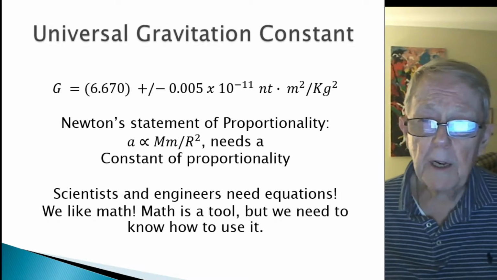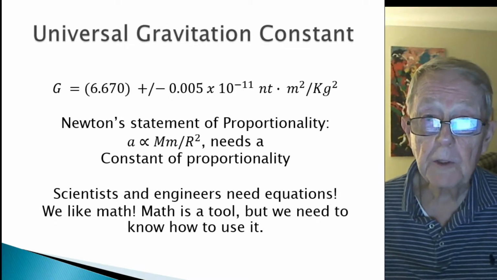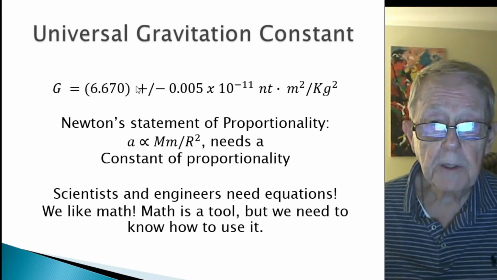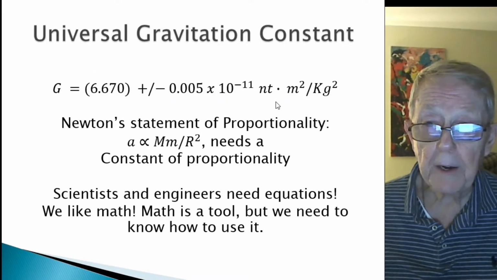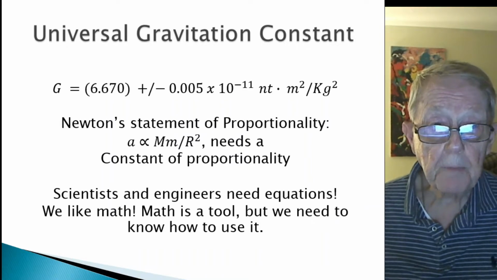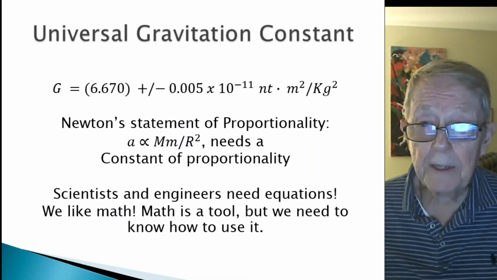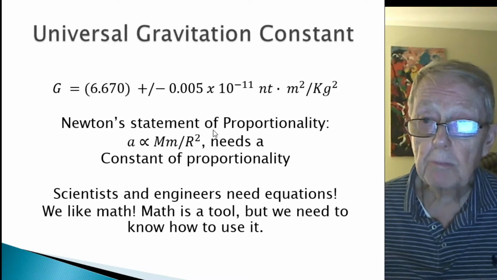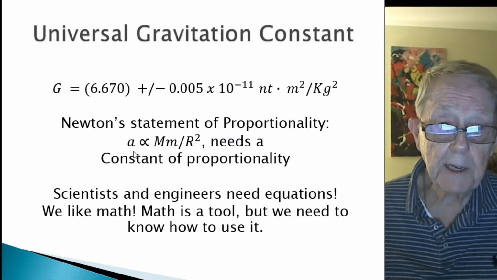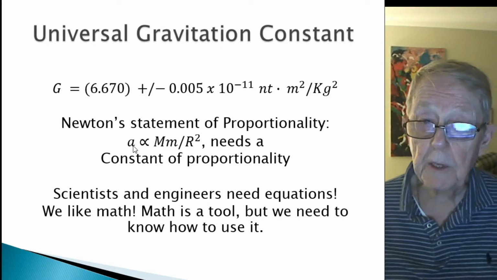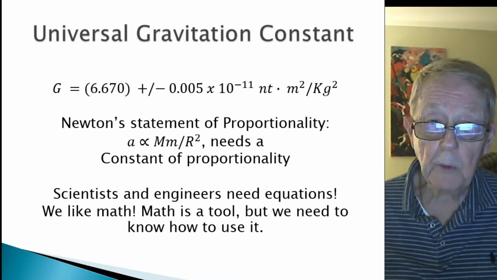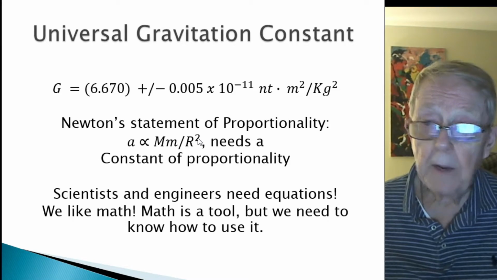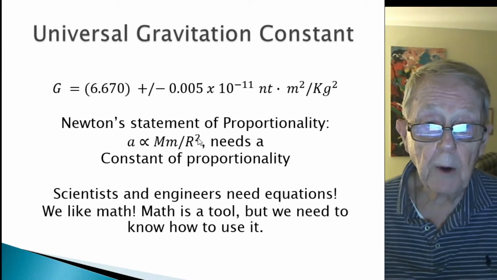Well, we're going to emphasize Newton's universal gravitational constant. And yes, this is the value I got out of my physics book. Newton didn't have a constant, by the way, but he had a statement of proportionality, which stated something like the acceleration of an object between two objects is proportional to the product of the masses and inversely proportional to the square of the distance.